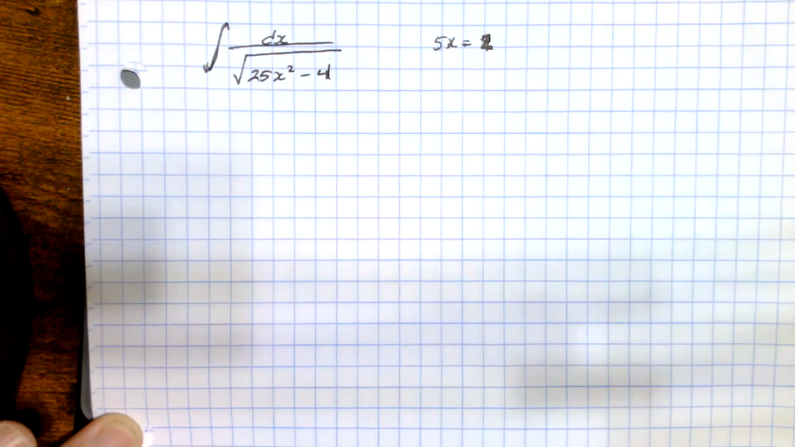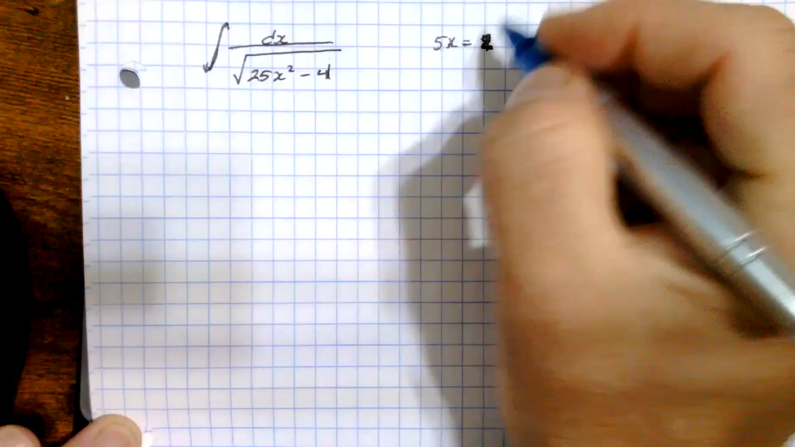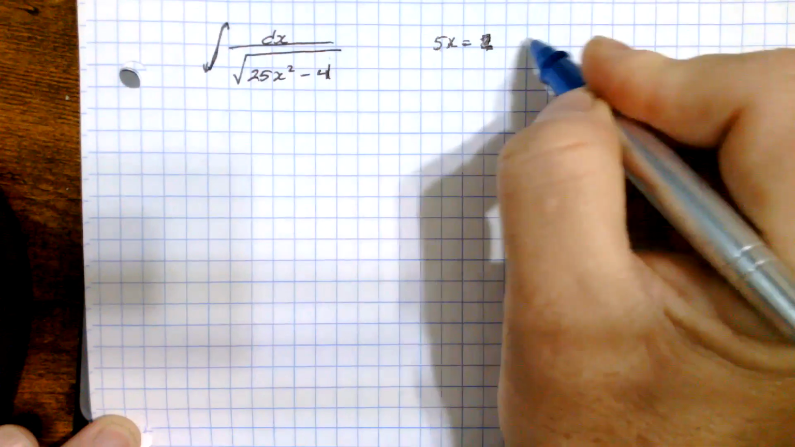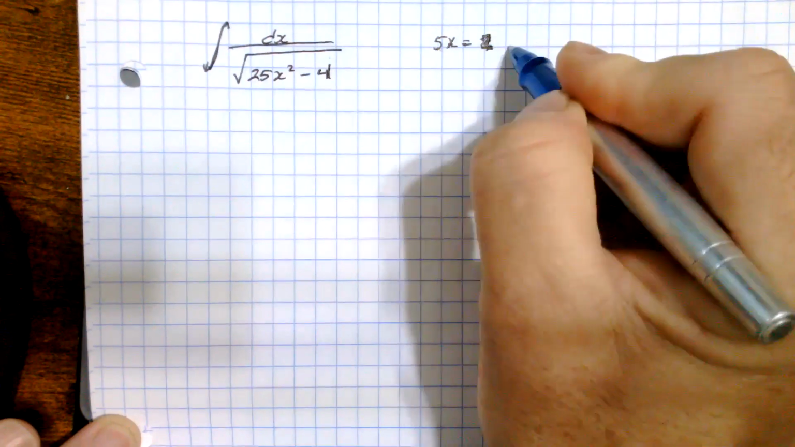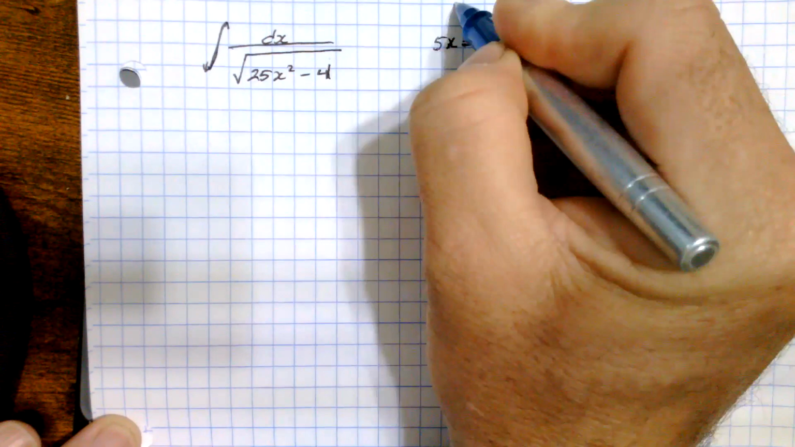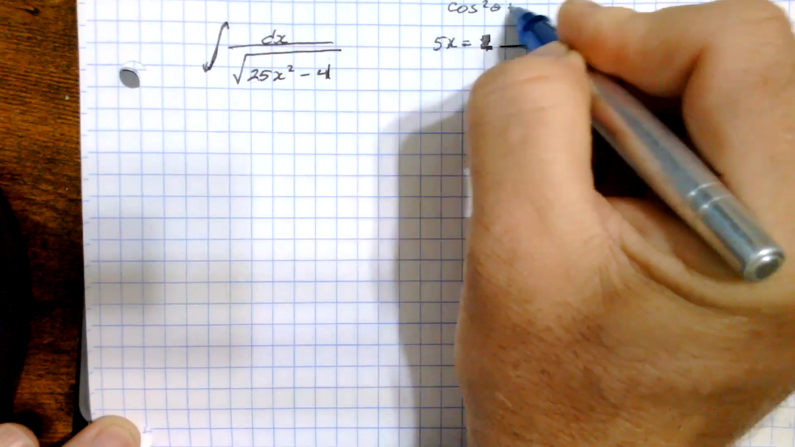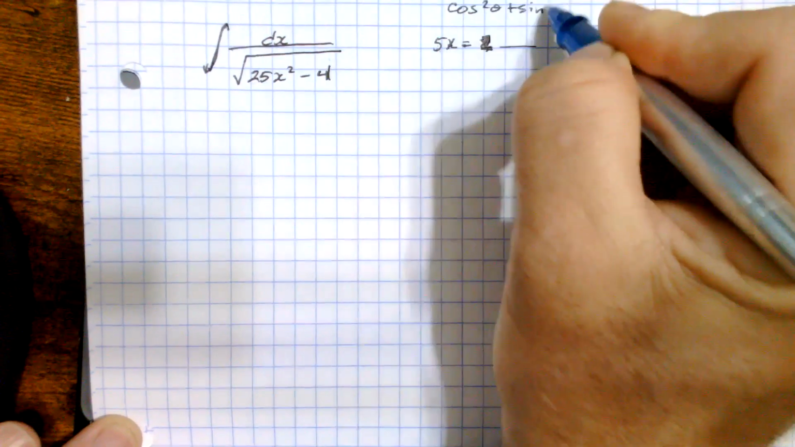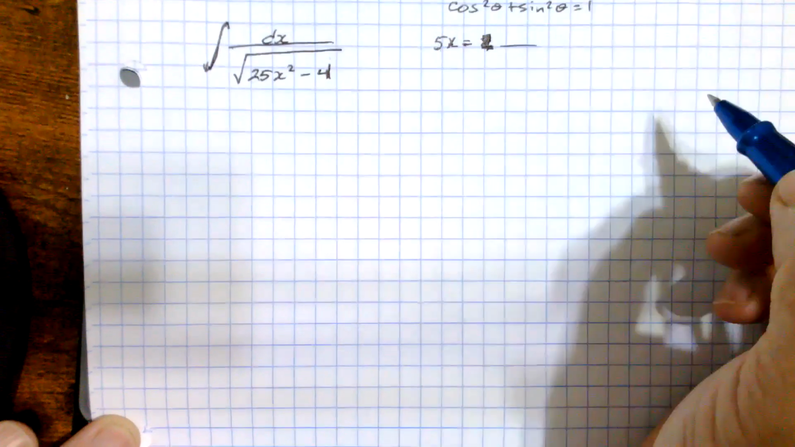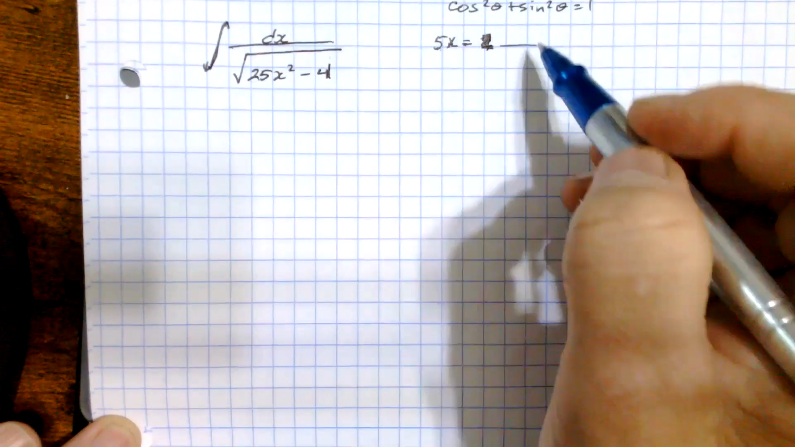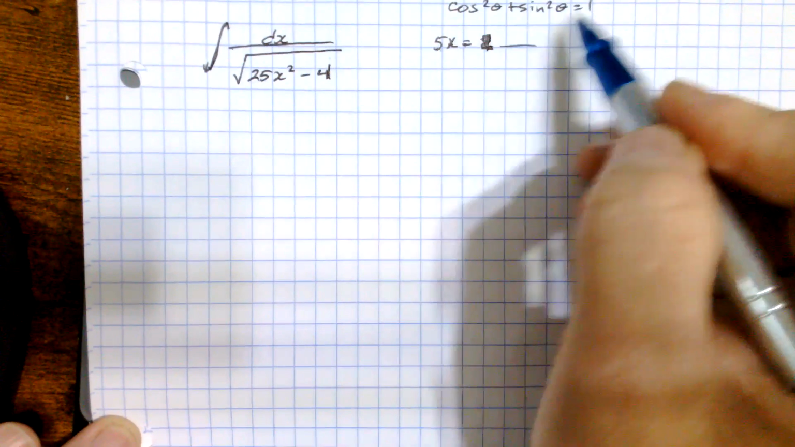Okay, that should be a 2. Looks like a 4. So then I need to figure out what the trig function is for the substitution. So I'll go back to my original connection here, and I go, okay, so cosine squared plus sine squared equals 1.